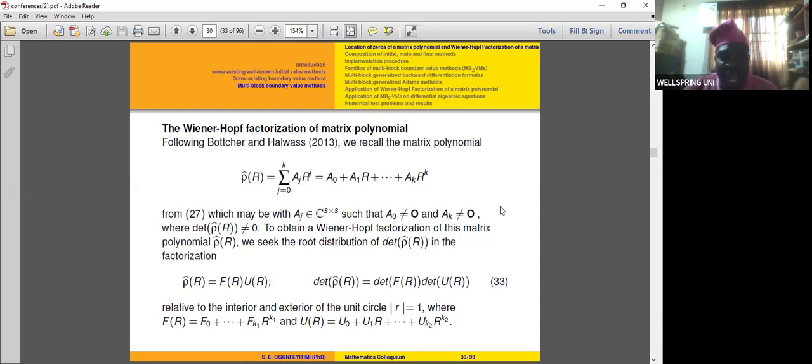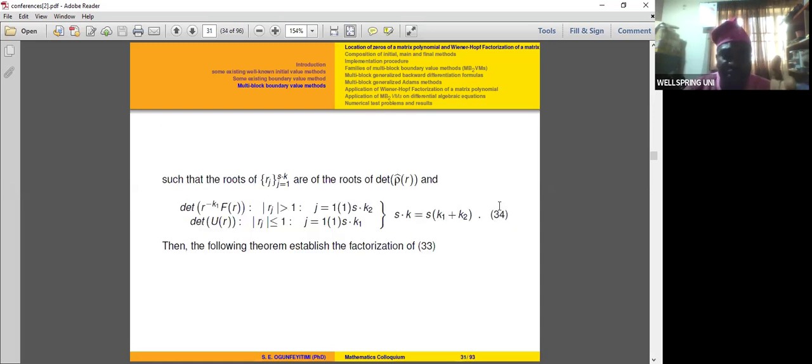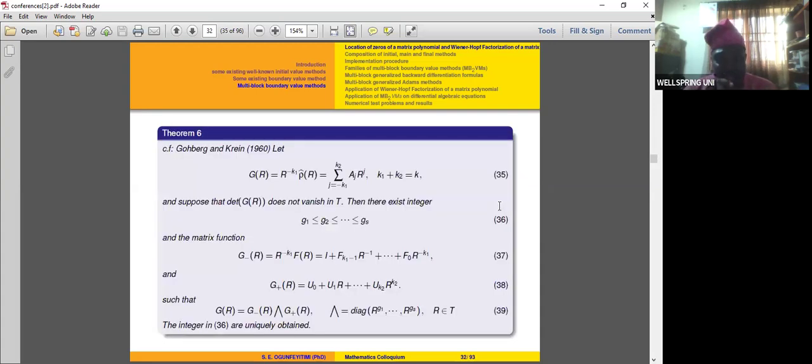where our F and U is given, such that the roots satisfy the condition that when we take the determinant of R minus K1 F of R, we are expected to have all the roots outside the unit circle. And when we take the determinant of U, we are expected to have all the roots inside the unit circle. Because of want of time, there are many conditions that are attached to this Wiener-Hopf, which I could not bring in. But there's a theorem which is given in theorem 6.